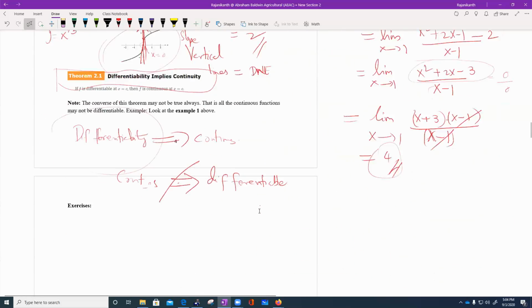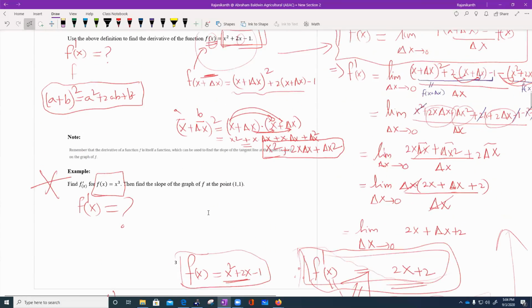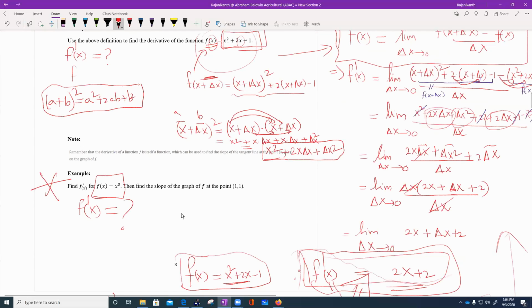But you have to get that answer by using the definition. Remember, section 2.1 is about the definition of the derivative. So use the definition and find f prime x. The answer should be 3x squared, but you have to get that using the limit definition, like we did just now. Try to use the definition and find the answer of f prime x. You should get 3x squared.